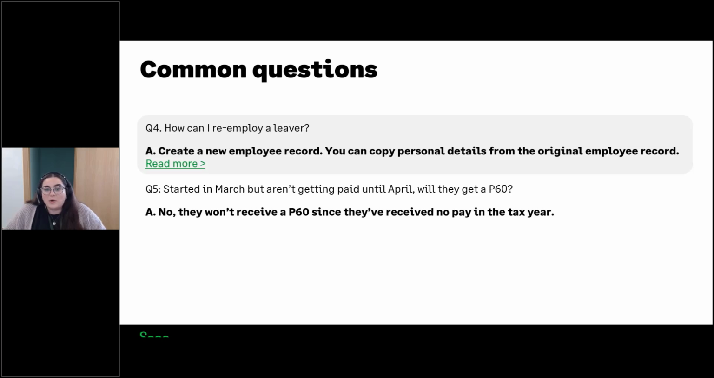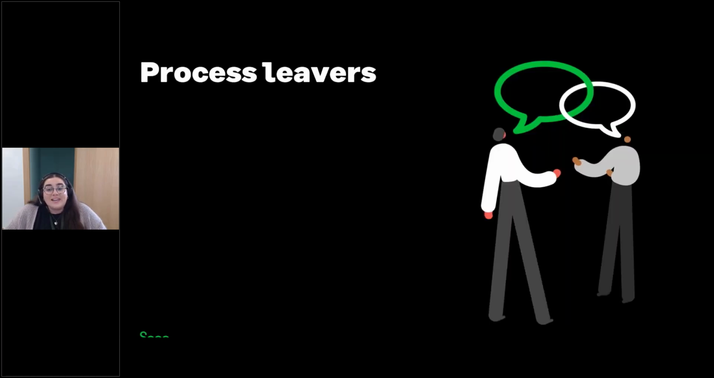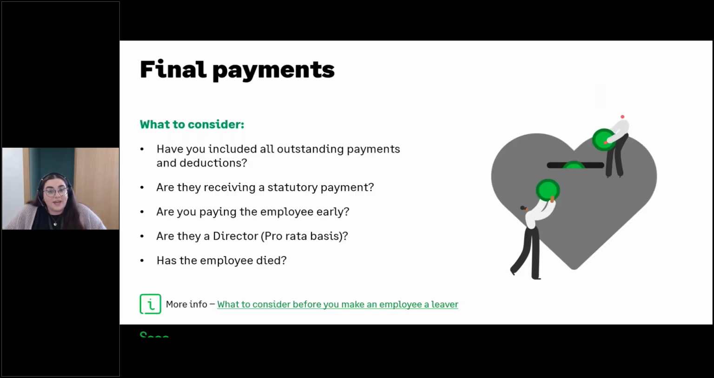We're going to the opposite side of things now, and we're going to talk about leavers and processing these. So when someone leaves your employment, there are a few things to do in payroll just to make sure that you've marked them as a leaver and you've reported this to HMRC correctly too. The first thing you need to consider is that you've processed their final pay run.